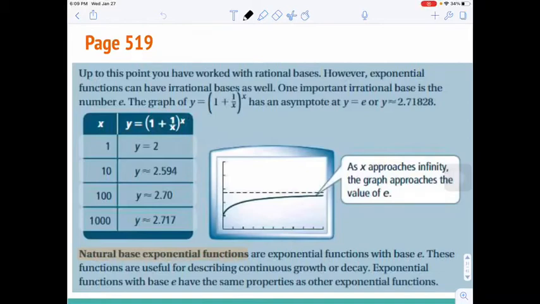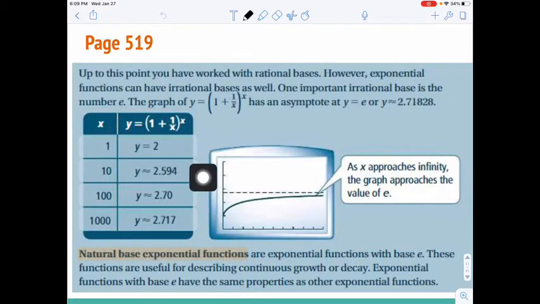Section 7.2, Example 5 on page 519. Up to this point you have worked with rational bases. However, exponential functions can have irrational bases as well. One important irrational base is the number e. The graph of y equals (1 plus 1 over x) to the x power has an asymptote at y equals e, or y is about 2.71828.